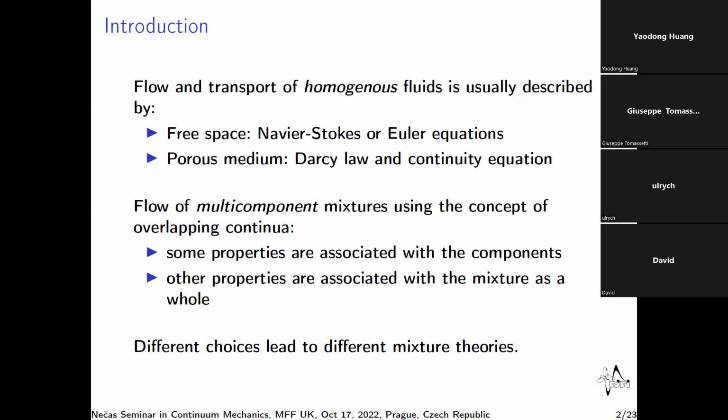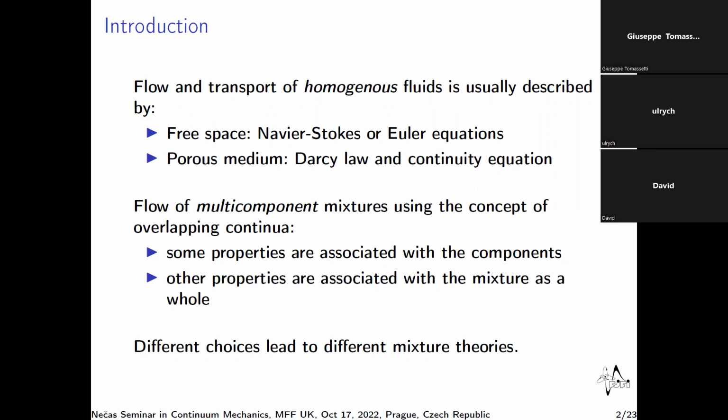So if we talk about flow and transport in homogeneous fluids, then usually we describe these flows by either Euler equation or Navier-Stokes equation of continuum mechanics. And in porous medium, we usually use Darcy's law for description of the velocity field and continuity equation for the mass balance. Now the question is how to generalize these concepts to mixtures.